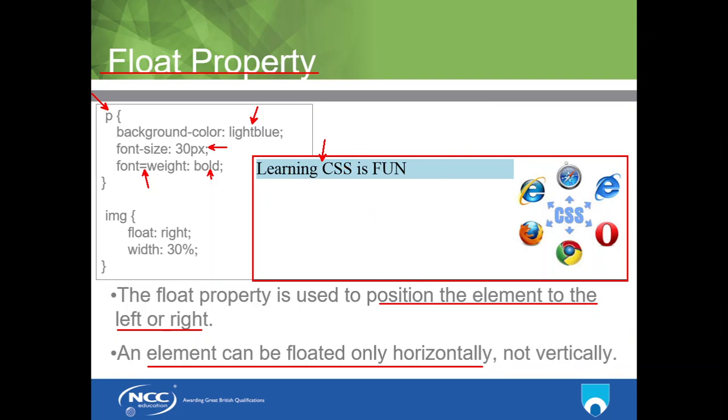Okay, so now the other thing we want to do here is we are selecting img, the selector used to select an image. We want to float an image to the right, and we want it to occupy 30% of the width. So this is the paragraph and this is the image. We've floated the image to the right, the right of your browser, at 30% of the width. And that is the image. So that is what the float property is used for.